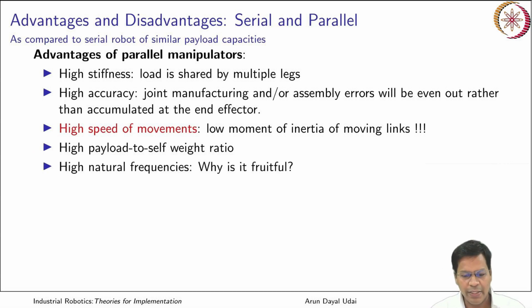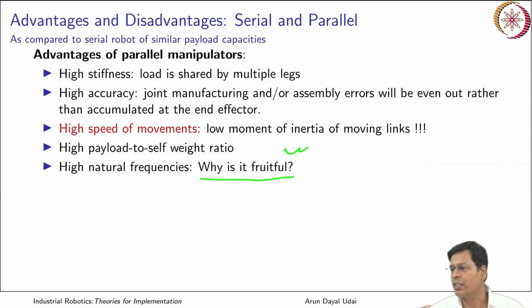Okay, and high natural frequency. Why is this fruitful? Because you see, they are very, very stiff. So that is the reason natural frequency goes very high. So in case of a serial robot, if it is very, very long, it may match with the working environment frequencies, and that can resonate with the system. So that cannot happen with this. If your frequency goes very, very high, the natural frequency of your robot cannot match with the frequency of your cycle operation. Okay, so this is very, very fruitful.